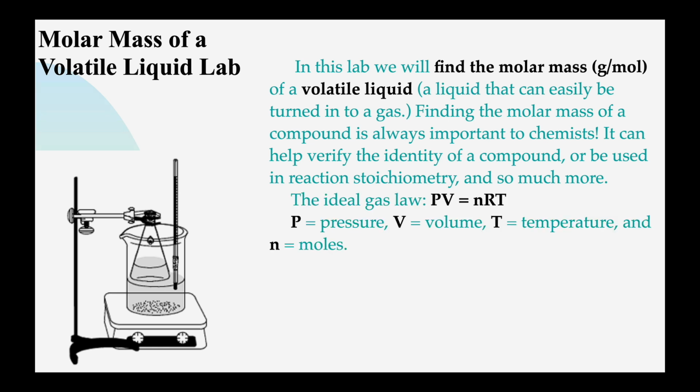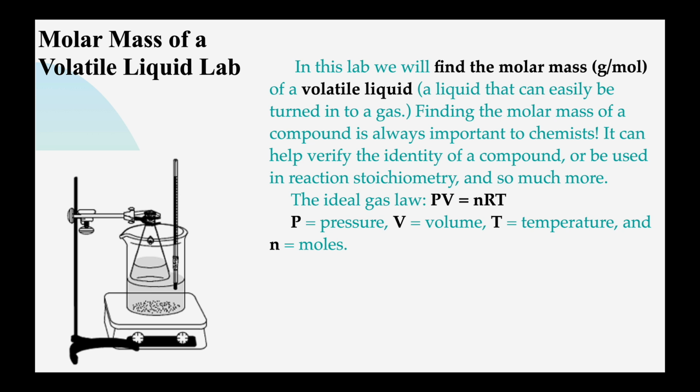The ideal gas law is PV equals nRT. And I'm hoping you've seen this already somewhere, but if you haven't, let's just go through it real fast. P stands for pressure, the pressure of the gas. V is the volume of the gas. T is the temperature of the gas. And n, which is a symbol we'll use quite a bit in the future, n stands for moles. Most of the time in chemistry, if you see n, it stands for moles. We'll use that a lot here coming up.